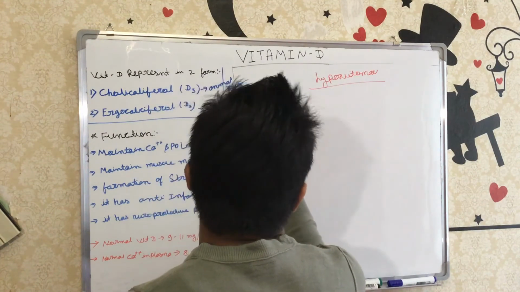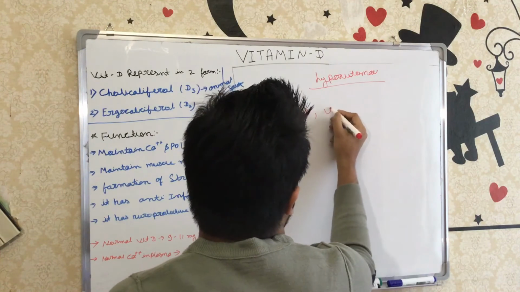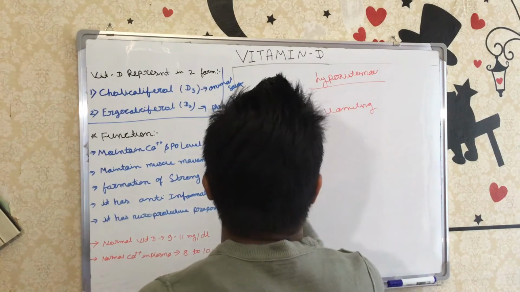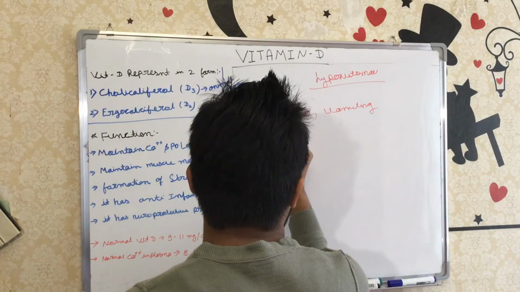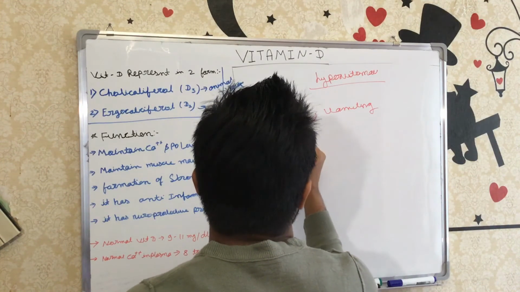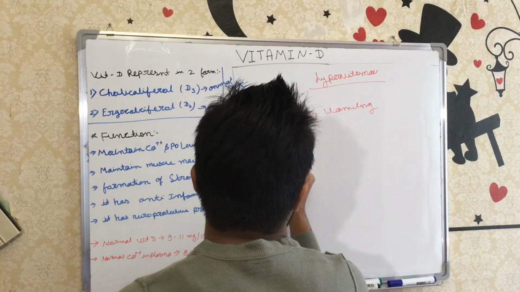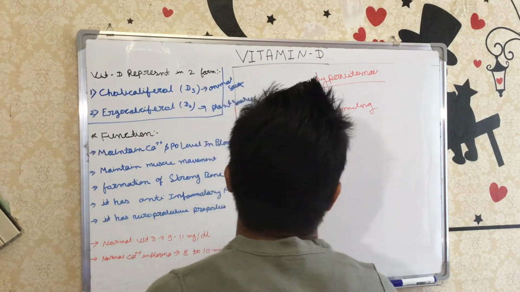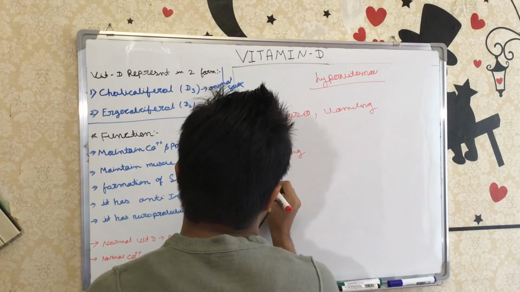Hypervitaminosis can lead first to nausea, vomiting, after that thirst, very thirsty, then severe itching can appear. Then polyuria.